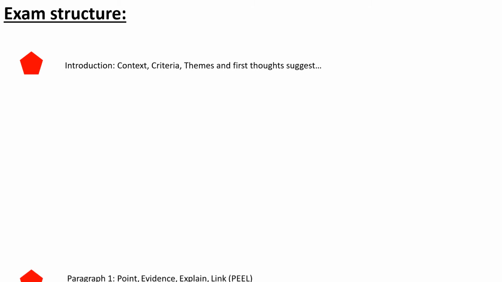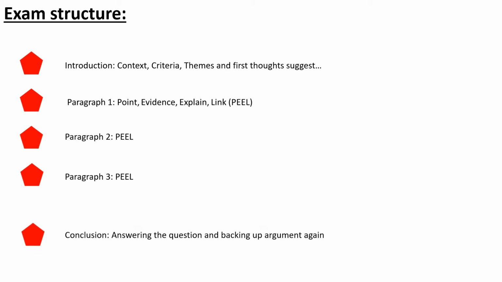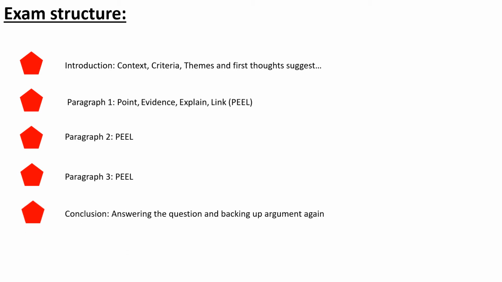So to start with, we're going to look at the exam structure before we look at the actual essay. First, you'll do an introduction showing your context, criteria, themes, and your first thoughts suggest. Then you go into your first paragraph with your point, evidence, explain and link, that PEEL structure, which you're also going to repeat for the second paragraph and for the third paragraph. Then you sum it all up in that conclusion, answering the question and linking back to that argument that you've been making throughout. It's quite an easy structure to follow and we'll be using that throughout this video.